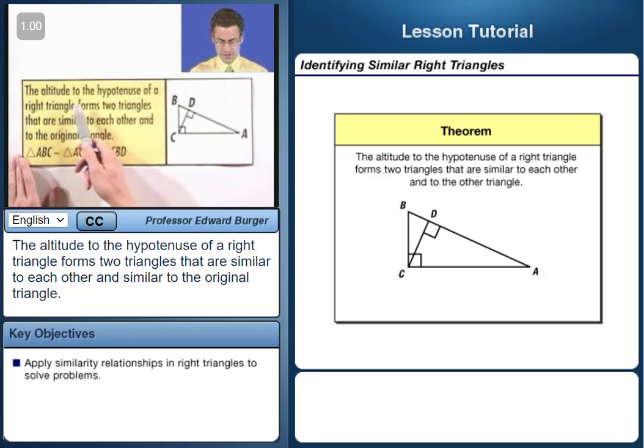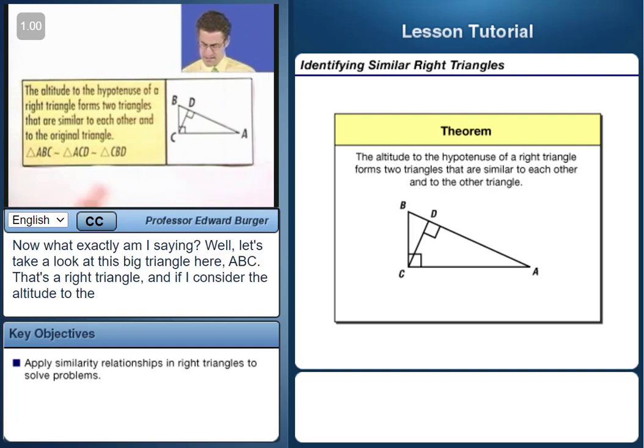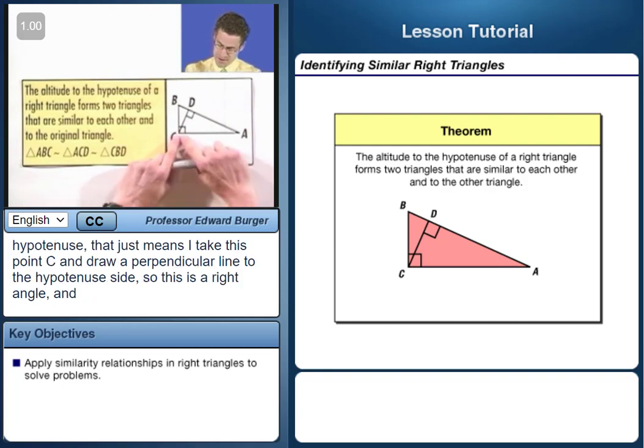So the altitude to the hypotenuse of a right triangle forms two triangles that are similar to each other and similar to the original triangle. Now what exactly am I saying? Well, let's take a look at this big triangle here, ABC. That's a right triangle. And if I consider the altitude to the hypotenuse, that just means I take this point C and draw a perpendicular line to the hypotenuse side, so this is a right angle.